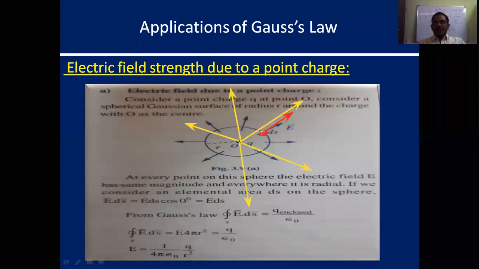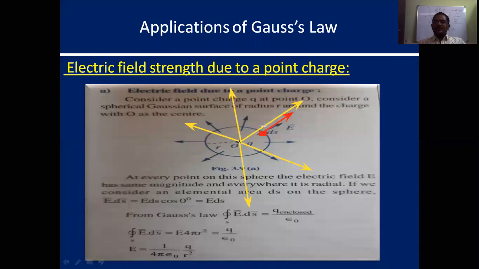Now I consider a small area element ds. Area is a vector quantity, right? The direction of the area vector ds bar is perpendicular to this area. So ds bar direction and E bar direction are both in the same direction. Here, this orange line represents the ds bar direction. The yellow line represents the electric field strength direction at that point. So what is the angle between E bar and ds bar here? That is 0 degree.